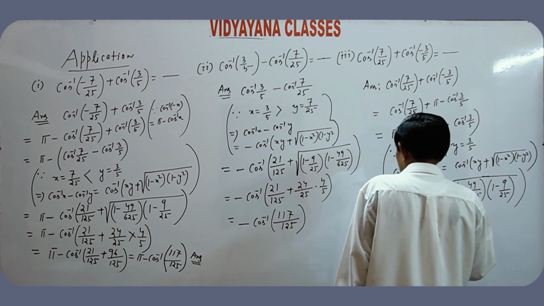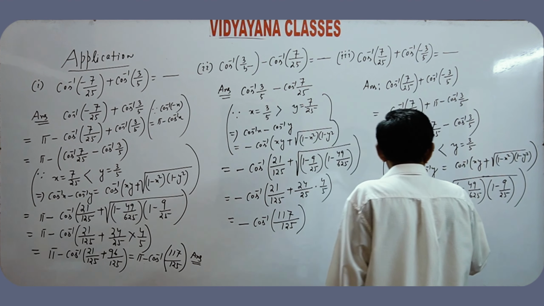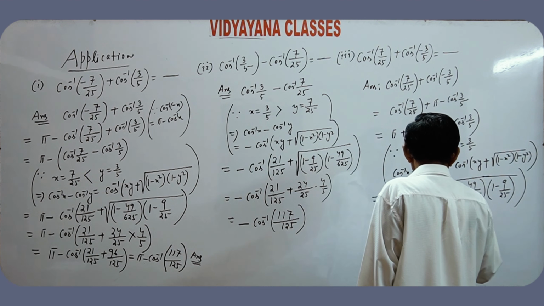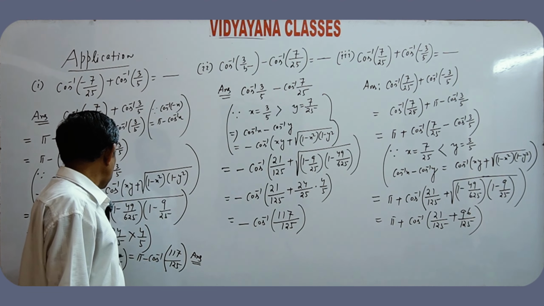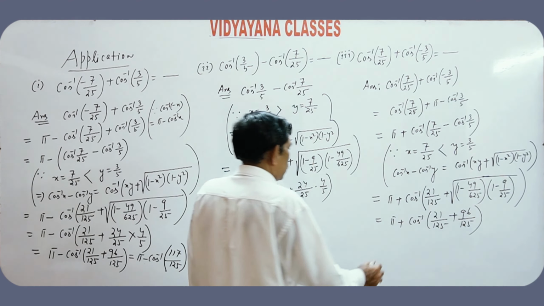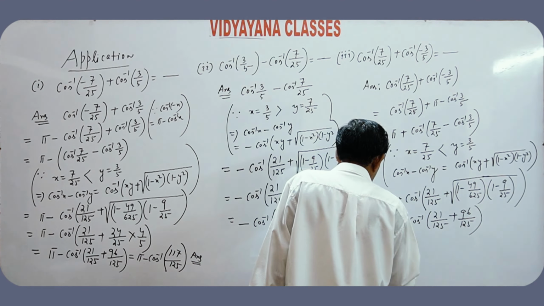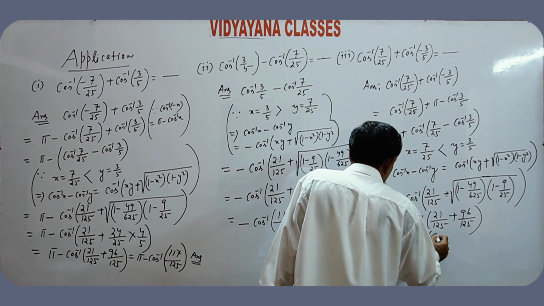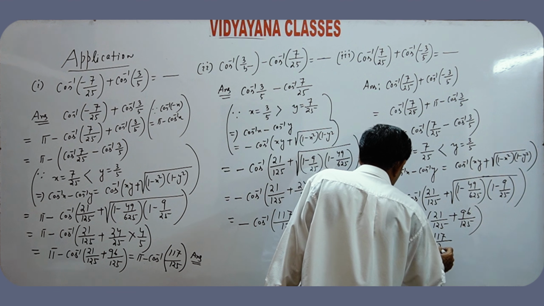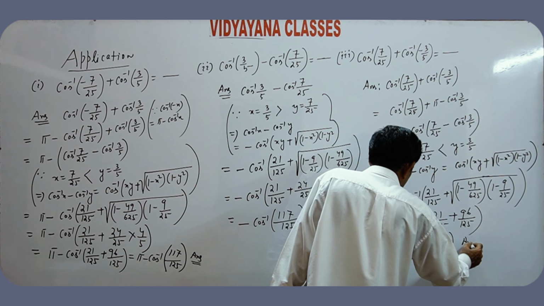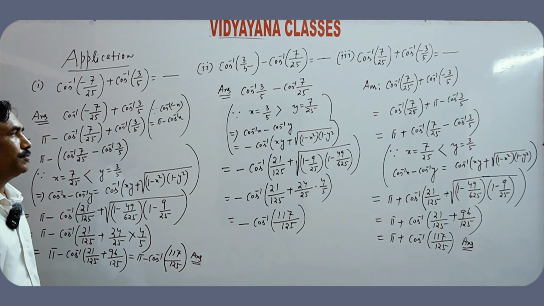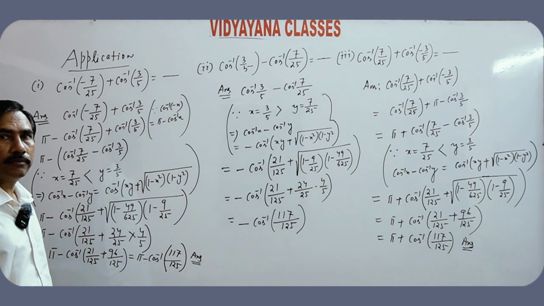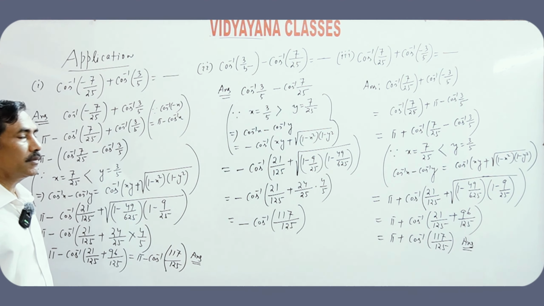which is same as pi plus cos inverse 21 divided by 125. This result is 96 divided by 125, which is same as pi plus cos inverse 117 divided by 125. It is the answer. Clear? Okay. Note down.